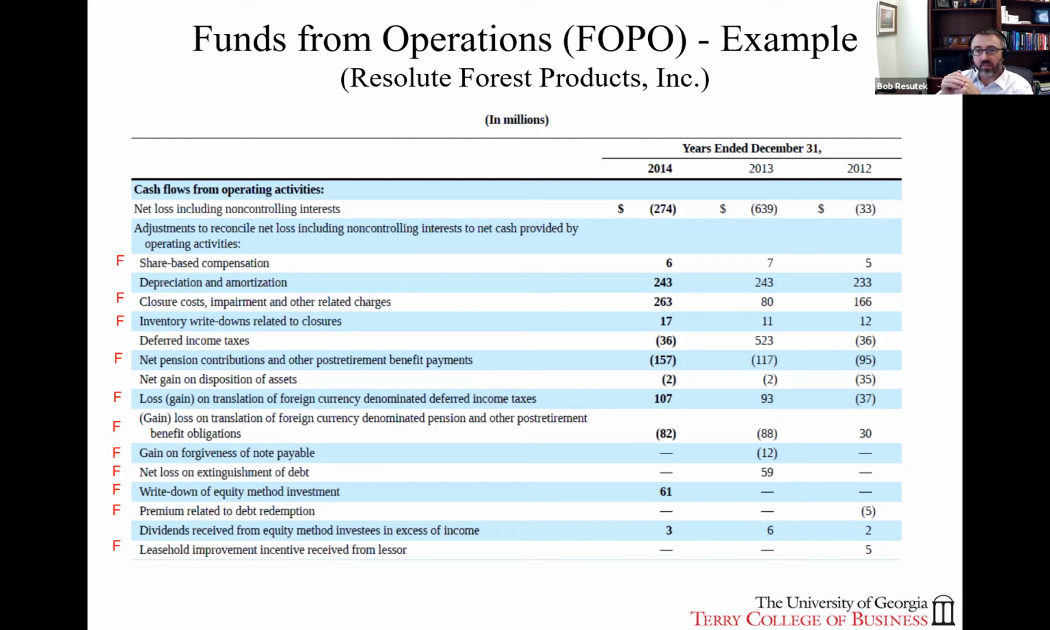Write down of equity method of investment. We don't have anything on that. Closure costs, impairment, and other related charges. This is sort of interesting, right? Because I think often in workshop, we think of these things as sort of one-off transitory items, but we see for Resolute Forest Products, at least over this 3-year span, they recognize an impairment or closure related costs in each of those 3 years. So does this hold for every firm? I don't know, but I think in general, the general view of these items is these should be transitory. So this is sort of what we flesh out in this paper.